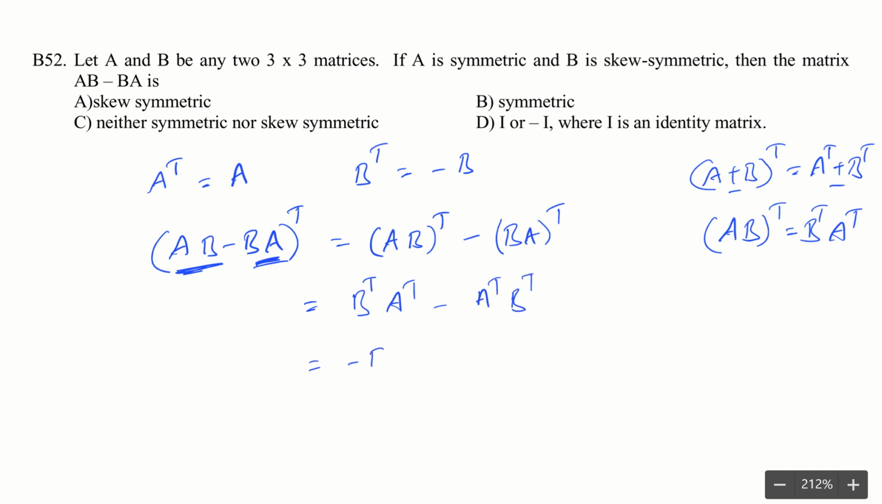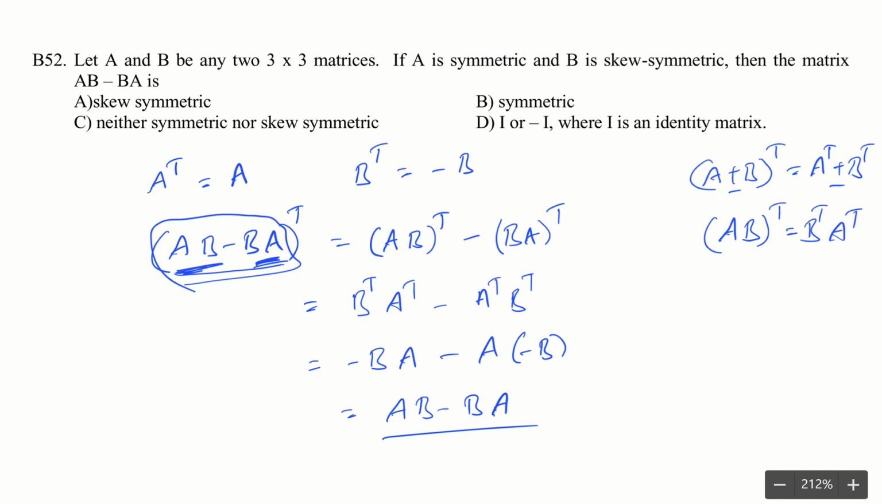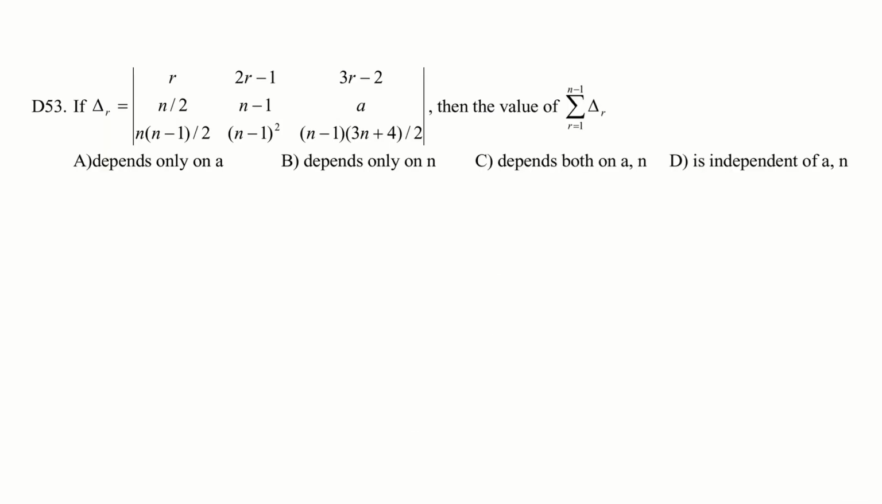But B transpose is minus B, A transpose is A, minus A transpose is A, B transpose is minus B. So I am getting AB minus BA. So I observe that the transpose of this matrix, I am getting it as the same thing. So by definition it is a symmetric matrix. Let's go to next problem.